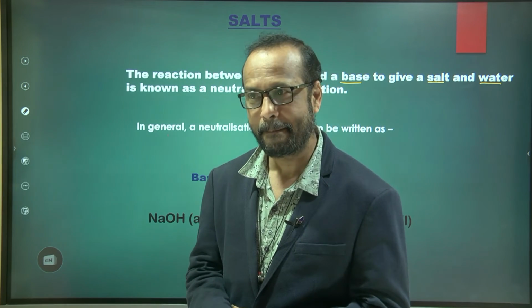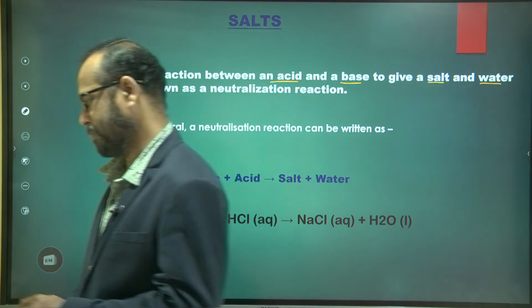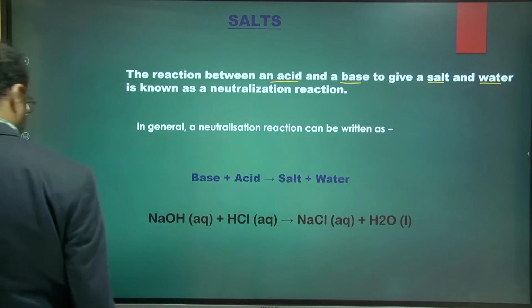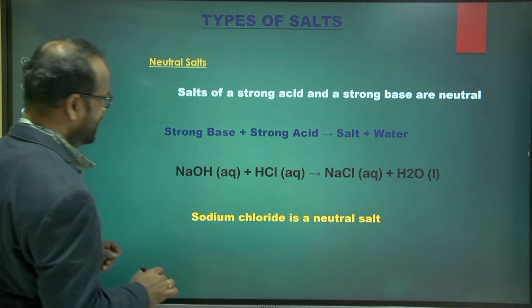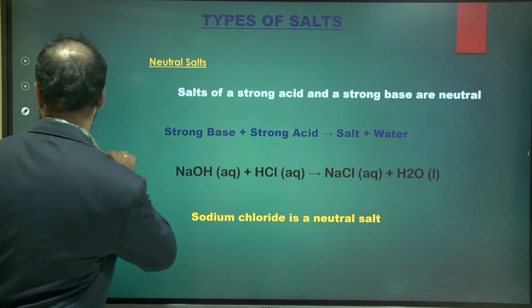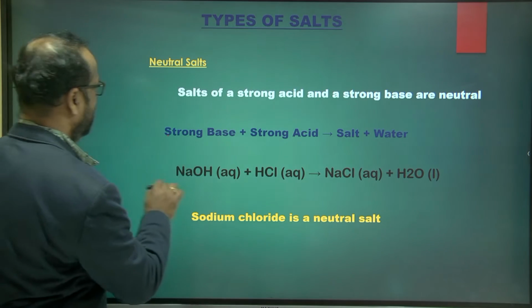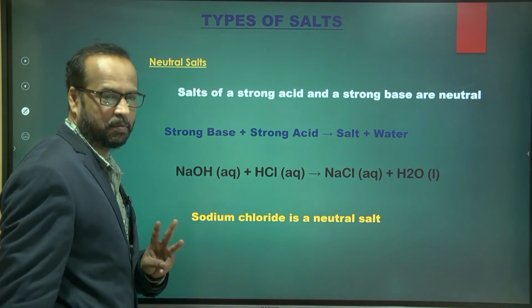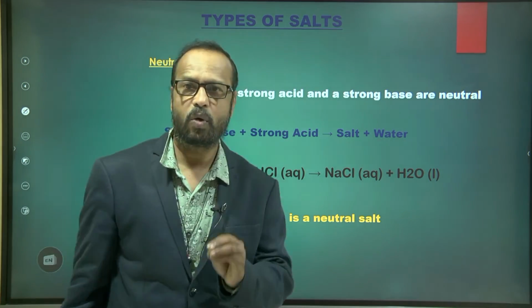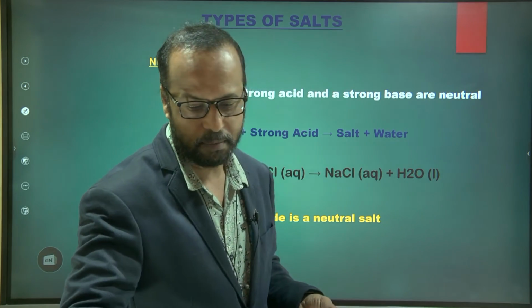Sir, when more amount of acid and less amount of base are mixed together, acidic salts are formed. So instead of more amount or less amount, we can say like this, okay? Strong acid reacts with the weak base. First we discuss the neutral salt. I said three types of salts are there, okay? One is neutral, one is acidic, one is basic.